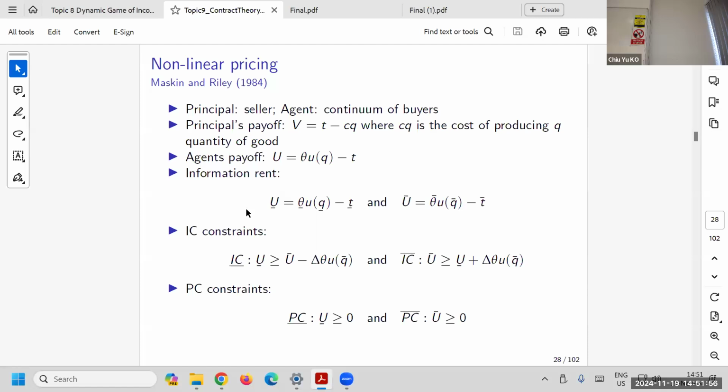The principal's payoff is also the price minus the marginal cost, C times Q. And the agent's payoff is theta times u(Q) minus T. The only thing that the firm doesn't know is theta. Theta can be high or low. If you value the good a lot, theta is high. If you don't value it, theta is low. So there is a range there. And you have a similar IC constraint, and also the PC constraint there. You can easily check these are all right.